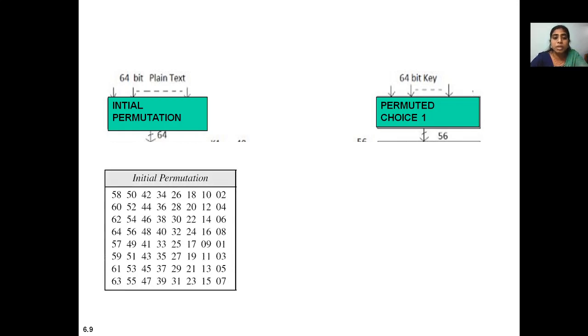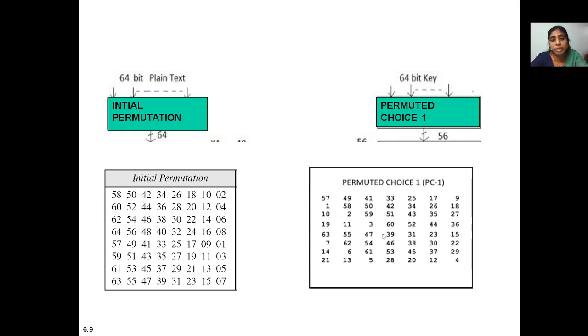For example, take the initial permutation values. Suppose I have 1 to 64 as the plain text. The first position becomes the 58th bit, the second position becomes the 60th bit, and the third position becomes the 62nd bit. Like that we transpose our 64 bit values according to all the numbers in the table.